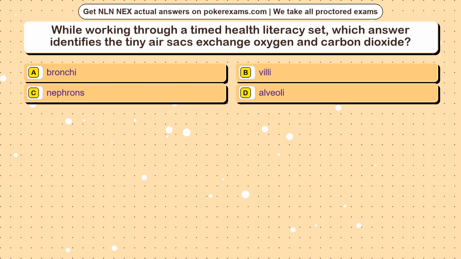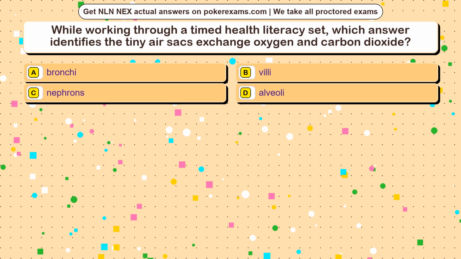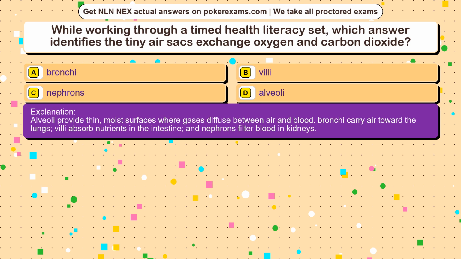Question 8. While working through a timed health literacy set, which answer identifies the tiny air sacs that exchange oxygen and carbon dioxide? Option A, bronchi. Option B, villi. Option C, nephrons. Option D, alveoli. The correct answer is option D. Alveoli provide thin, moist surfaces where gases diffuse between air and blood. Bronchi carry air toward the lungs, villi absorb nutrients in the intestine, and nephrons filter blood in kidneys.